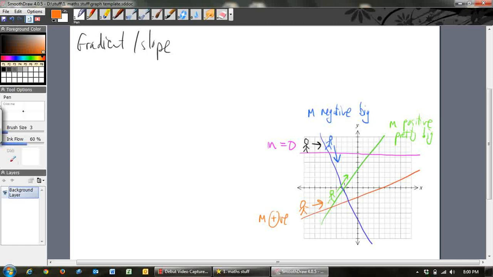Just having a look at this, will it be bigger than the green or not as big? It won't be as big as the green. It's not as steep, and so that will be less than the green gradient. And we'll have a look at a couple of these things now.